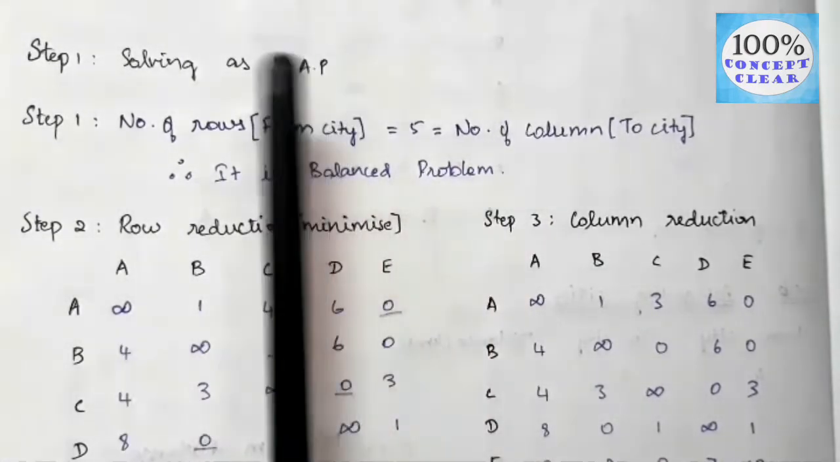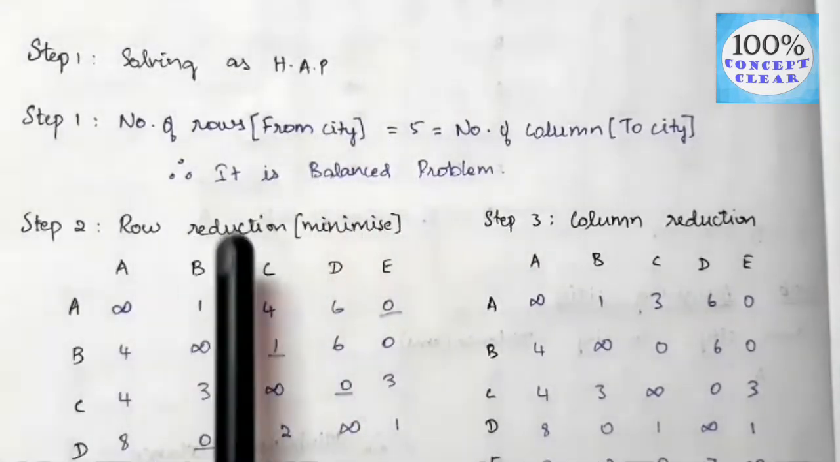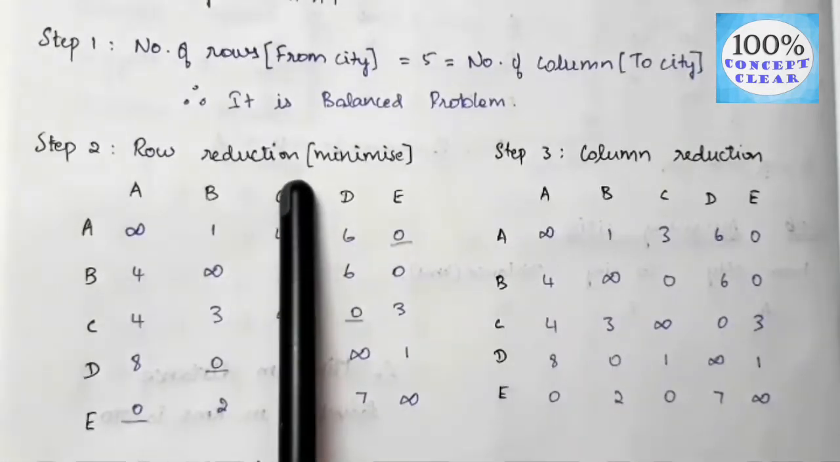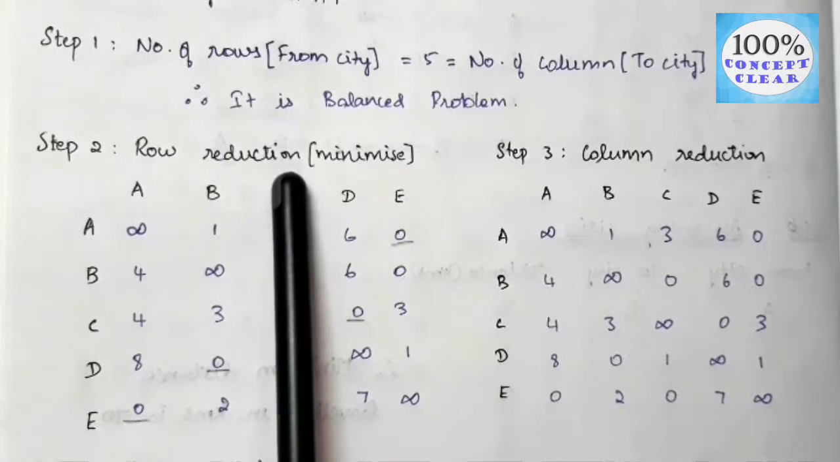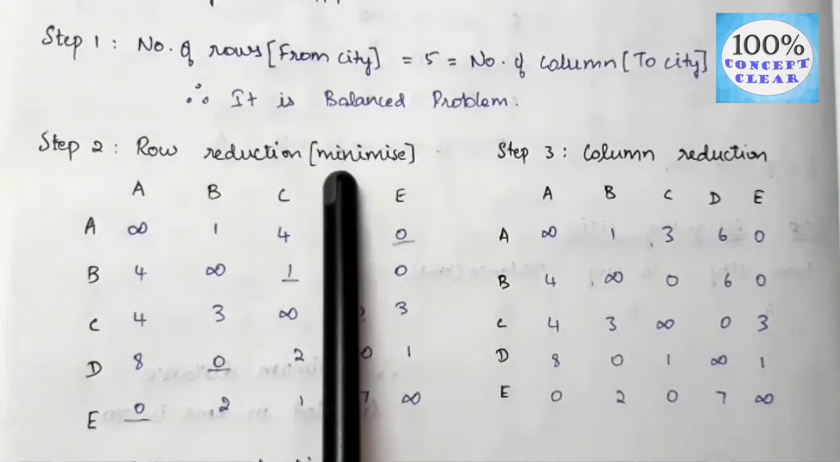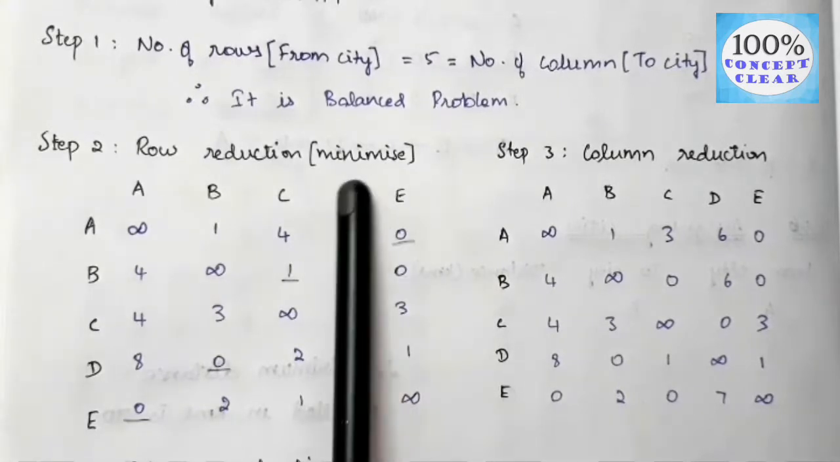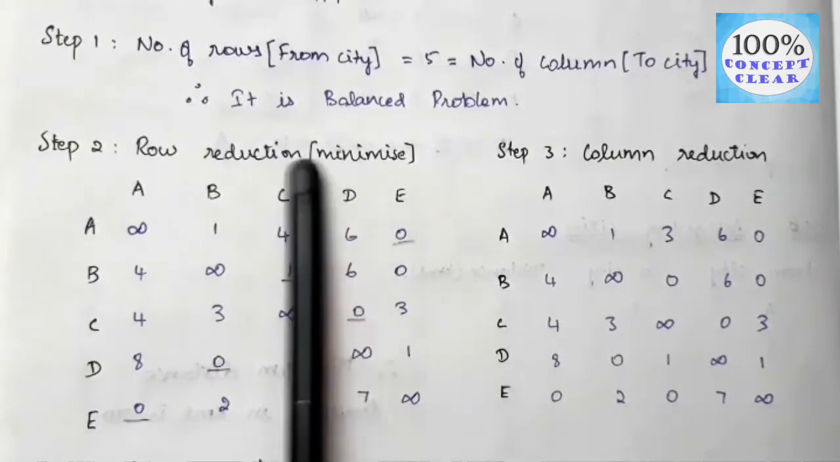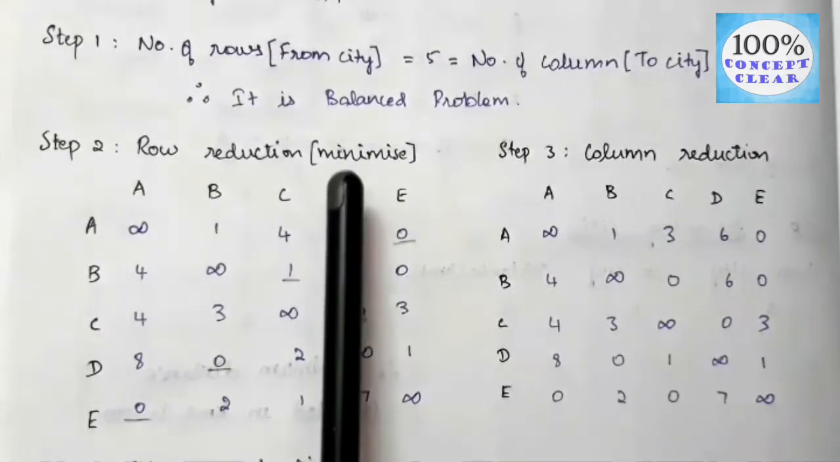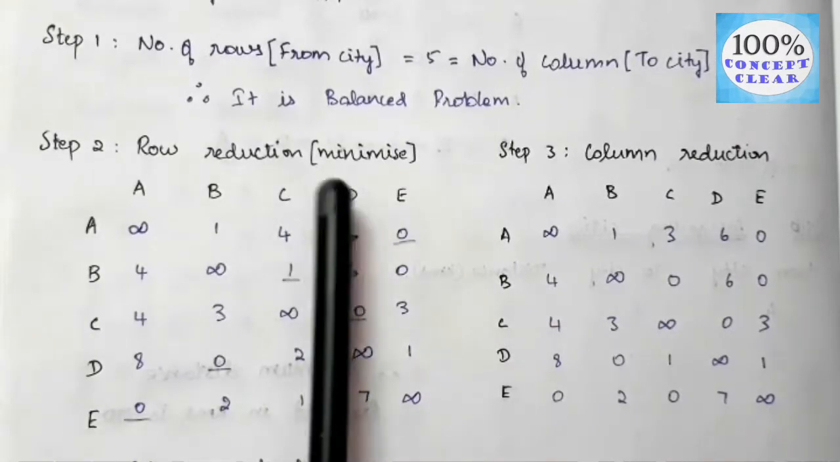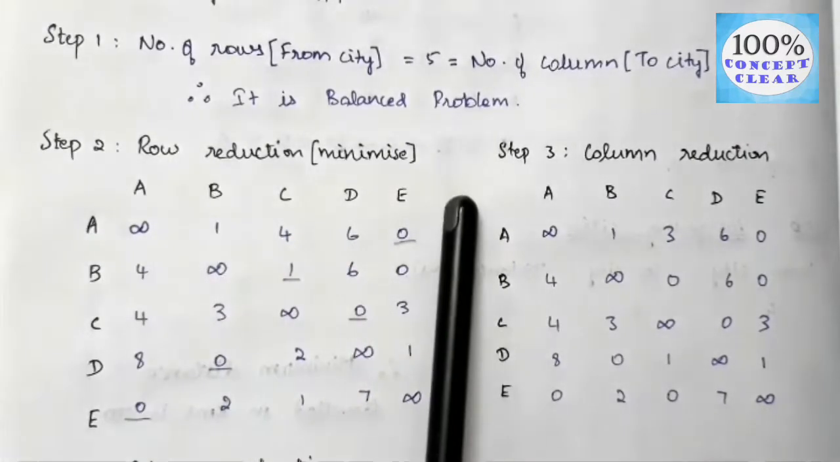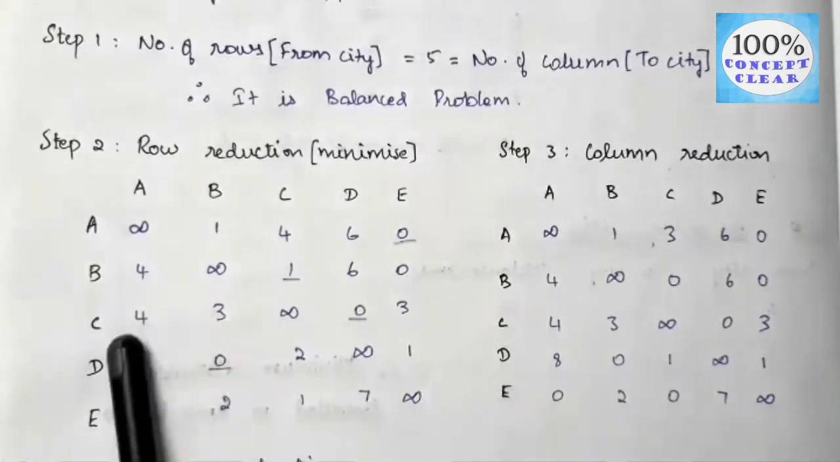And step 2 in the Hungarian assignment problem is row reduction. In this sum, we are going to find the minimum distance traveled, so this is a minimized type of assignment problem. Therefore, we have selected the minimum value in each row and subtracted that least element from the balance elements in the same row. So thus we got these answers.